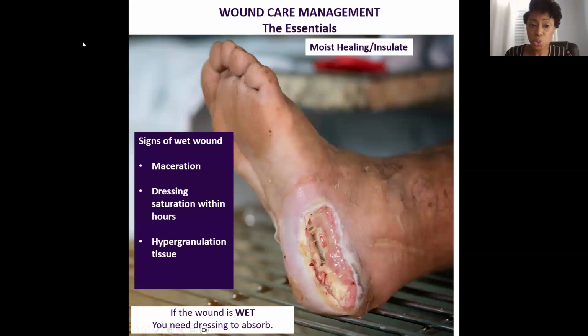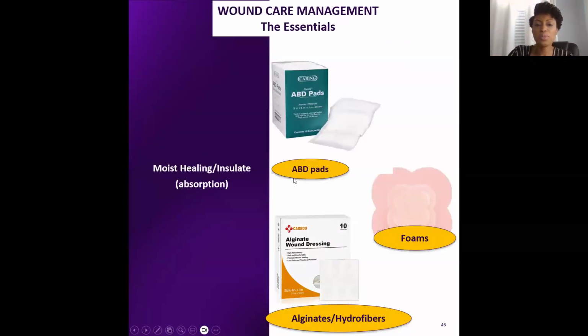If you have a wound that's too wet, you now run into issues with what's called maceration. You see the white skin that's surrounding this wound. That's maceration. The dressing is saturated within hours. And you might also see something called hypergranulation tissue, where the tissue grows beyond the wound bed. All of that indicates that your wound is too wet. And when the wound is too wet, you need a dressing to absorb some of that exudate so that it remains moist. For that, you have a variety of options, including ABD pads, foam dressings, alginates, hydrofibers. They all absorb to keep the wound moist.